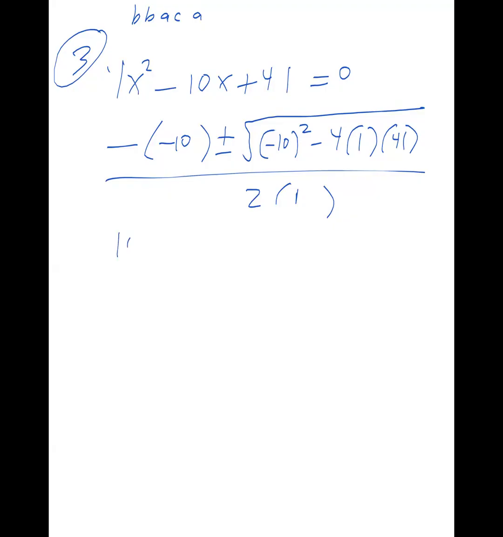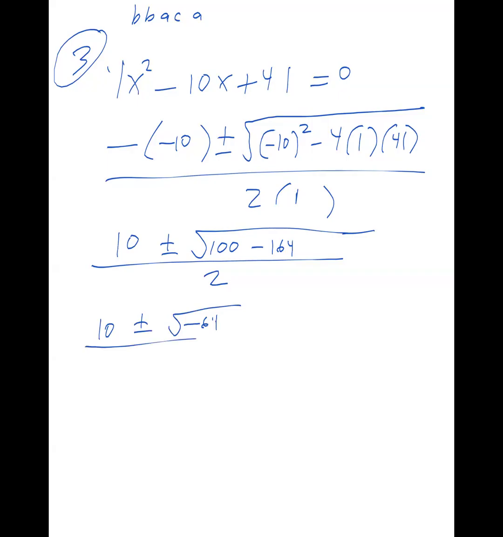Negative 10 is 10. Negative 10 squared is 100. And then negative 4 times 1 times 41, that's a big number. That's going to be negative 164. Well, 2 times 1 is 2. And then 100 minus 164 is negative 64.